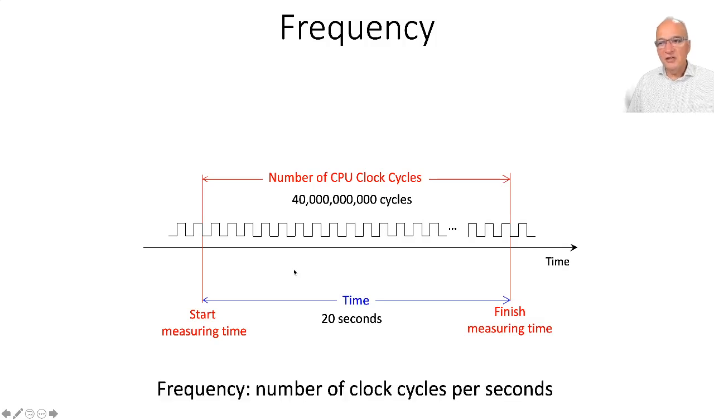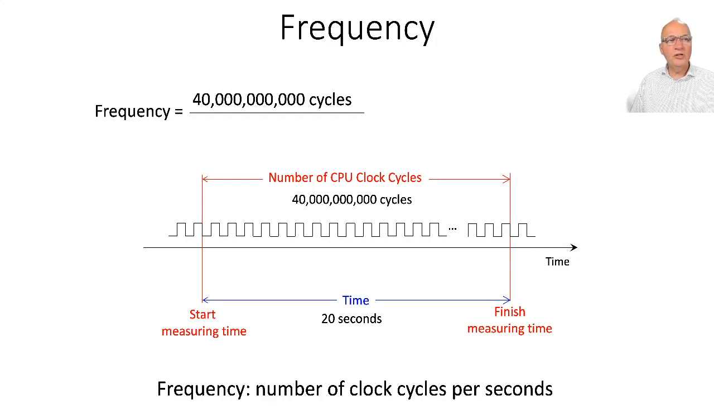So the frequency is the number of clock cycles per second. So in this case, we can calculate the frequency as the number of clock cycles that we have observed, which was 40 billion, divided by the time that it took for us to observe that many cycles. It was 20 seconds. When I divide these two numbers, I will find out that the result is 2 times 10 to the 9, and the unit will be cycles per second, because I observed 2 times 10 to the 9 cycles in each second.